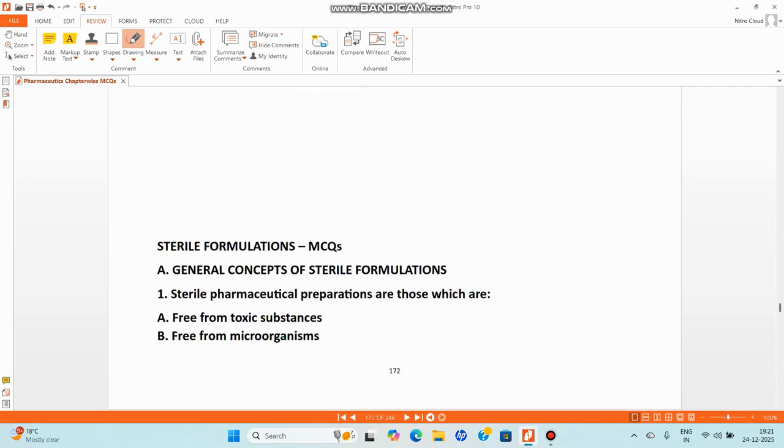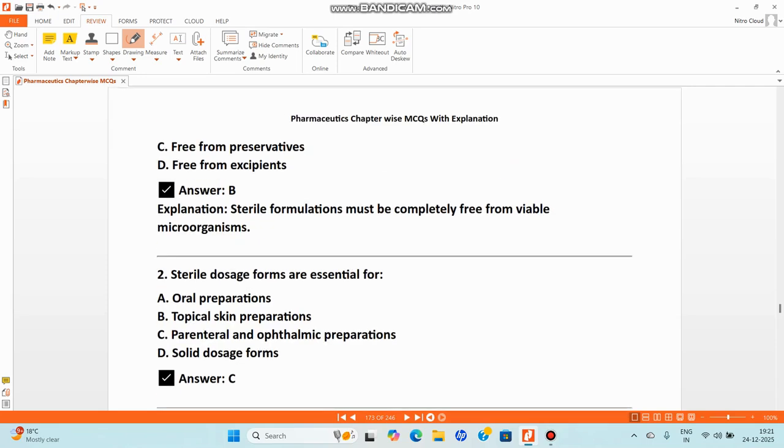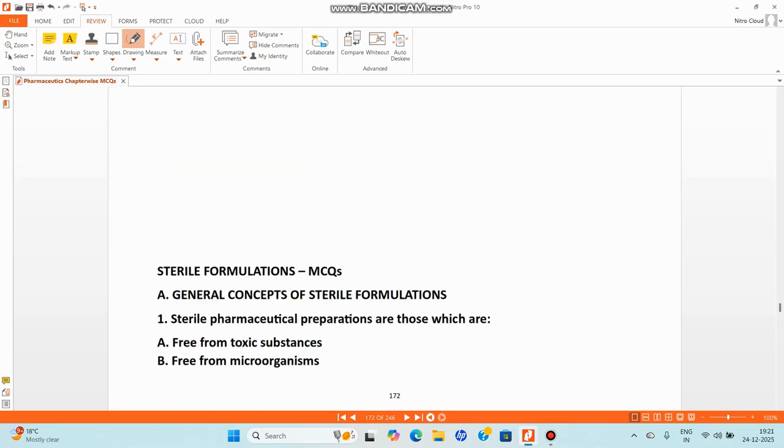And next is sterile formulation. Okay, this is sterile formulation. So what do we understand by sterile? Those types of products which are sterile. Okay, so mainly we will know this as parenteral preparation, right?